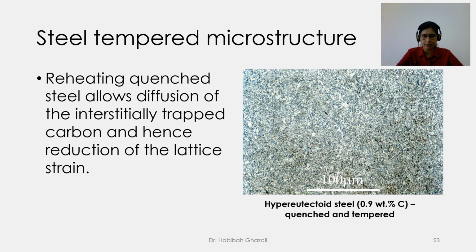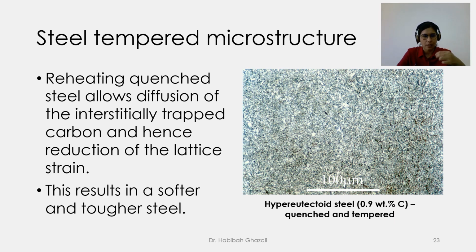So as you can see here, this is the microstructure of the same steel, the one that I showed you just after the quenching before. However, this steel has now gone through both steps. It has gone through quenching and also tempering. Just by looking at this microstructure, we know that it will be much softer and tougher compared to the previous one where only quenching has been performed. So this results in a softer and tougher steel. This is more useful for engineering applications.